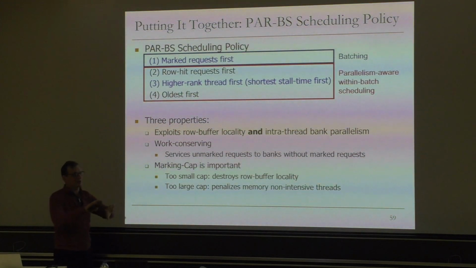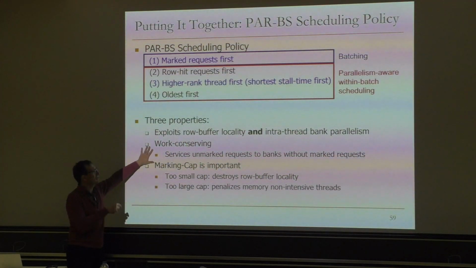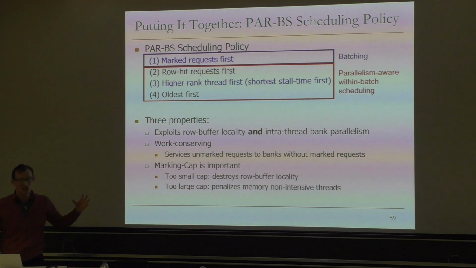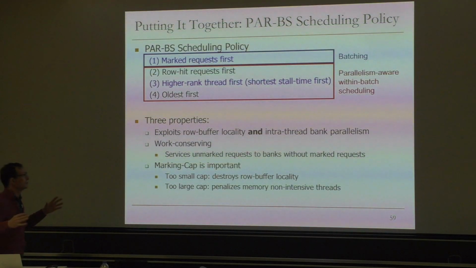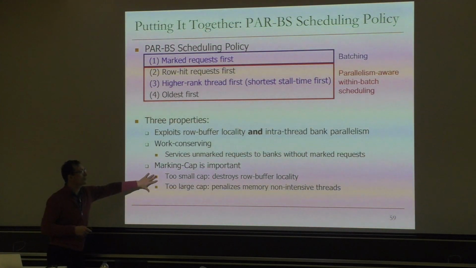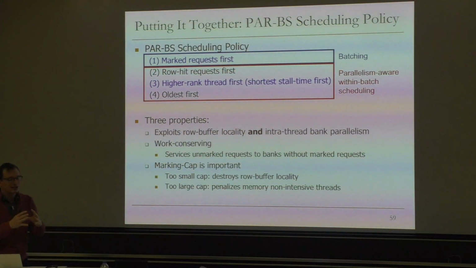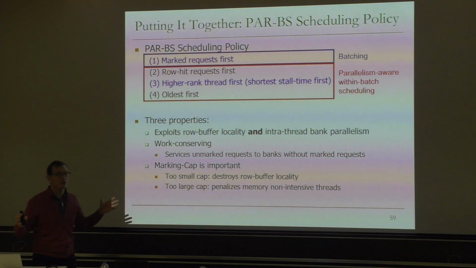That's not exactly true if you take into account the bus, of course. You're delaying something a little bit, but we're going to assume that we're not going to waste the bank bandwidth for this. And the last one is marking cap is important. This is actually important because this determines how big is your batch. How many requests from a thread do you allow into the batch? If you have too small of a cap, you allow very few requests from a thread into a batch, which means that your exploitation of row buffer locality will be very low, because you may have a thread that has very good row buffer locality, but you're not allowing its requests into the batch.